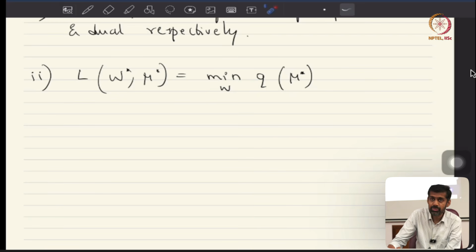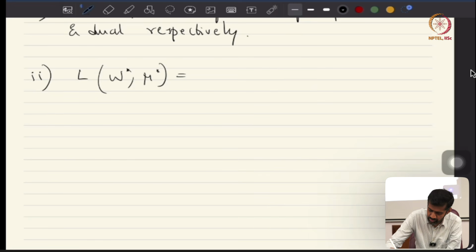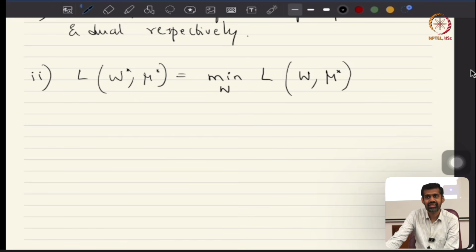First you minimize with respect to W, and perhaps I should write it this way. I see what the confusion is. Let me write it this way. You take a minimum of the Lagrangian with respect to W. This is okay, no? Minimizing L with respect to W will give you Q, and then you evaluate that Q at mu star. That's what I meant.